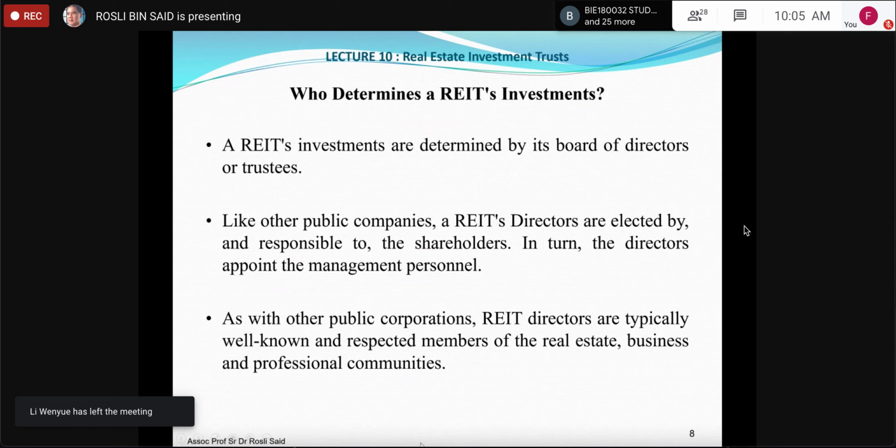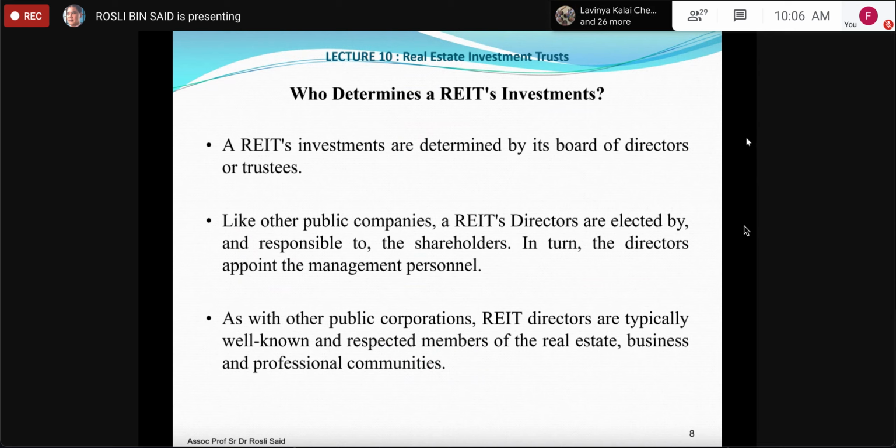Like other public companies, REIT directors are elected by and responsible to the shareholders, and the directors appoint the management personnel. Just like every corporation has a board of directors, we as shareholders have the right to remove the board of directors during the annual general meeting and appoint a new board if we want to. So basically, we have power, although we do not manage the company.